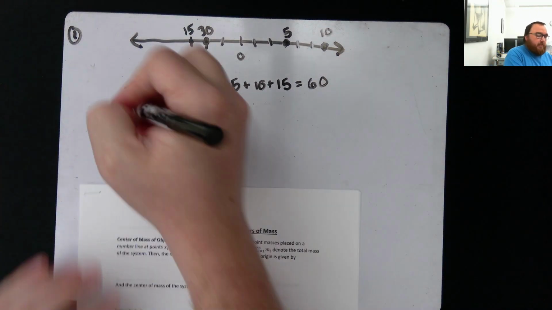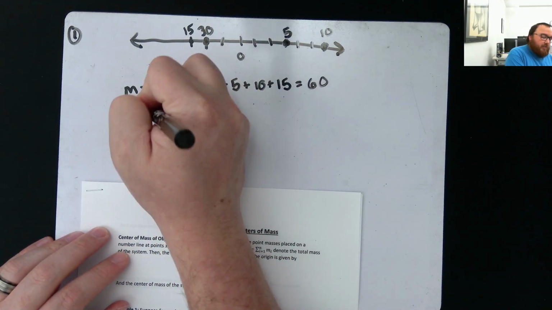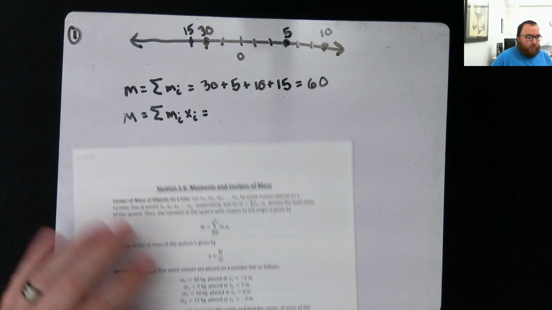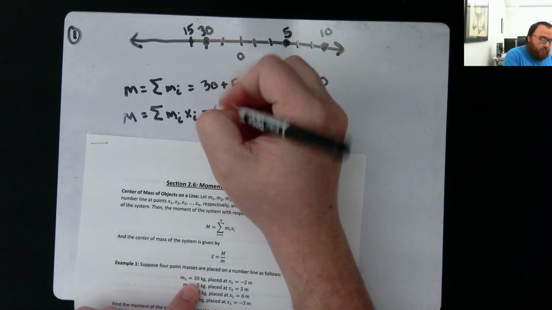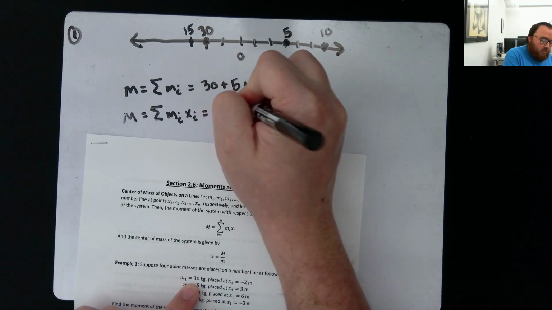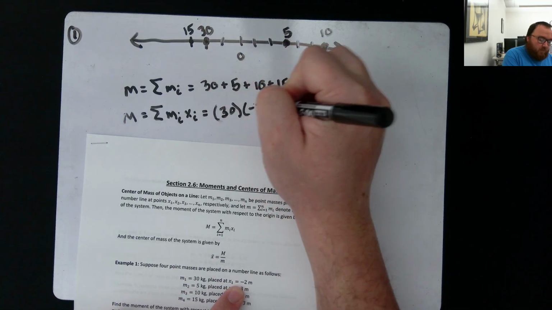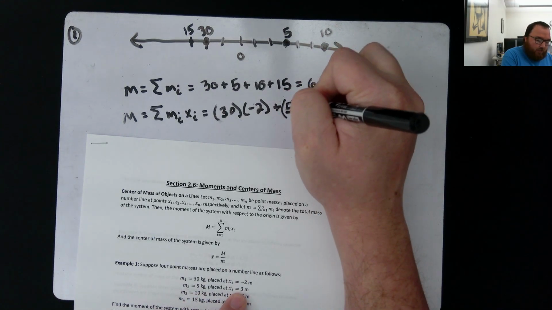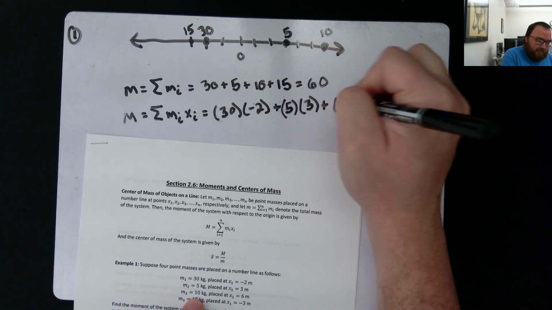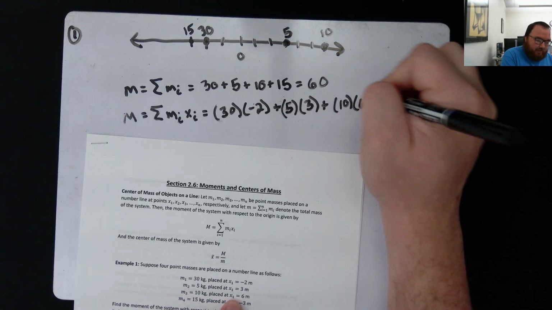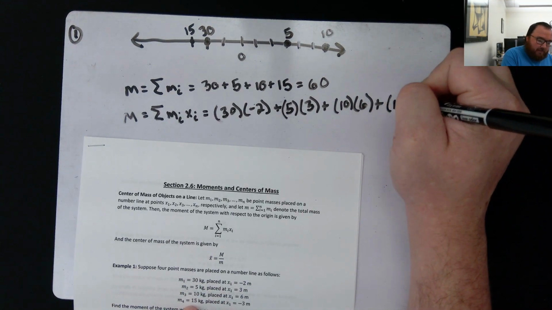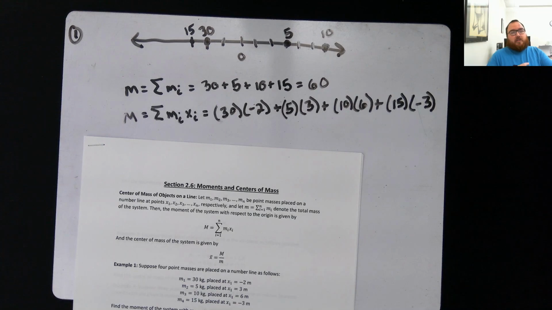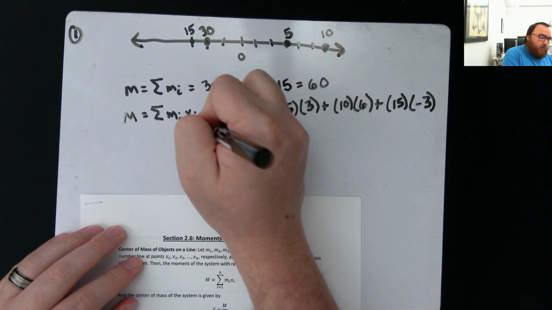Now I need to find the moment for these points, which is the sum of every mass times where the point is. For the first one, my mass is 30, and that point is at -2. Plus, my next one, my mass is 5, my point is at 3. My next one, the mass is 10, and the point is at 6. And then the last one, my mass is 15, and my point is at -3. So now I just need to add that up. 30 times -2 is -60.